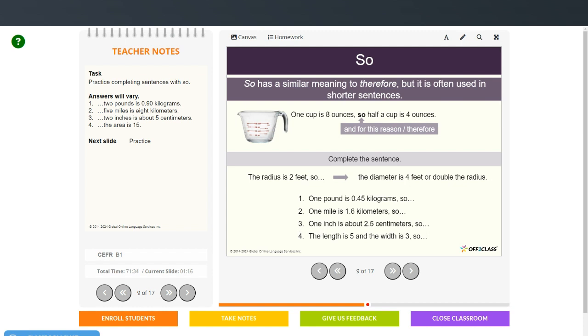You could maybe figure out also 10 miles. 10 miles would be 16 kilometers. 1 inch is about 2.5 centimeters, so 2 inches is about 5 centimeters. And the length is 5 and the width is 3, so the area is 15.